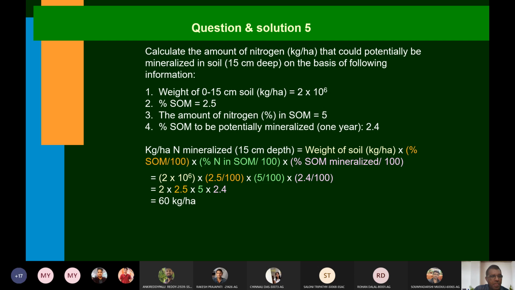You get 60 kg. You can try it now. Calculate the amount of nitrogen that could be mineralized in soil.